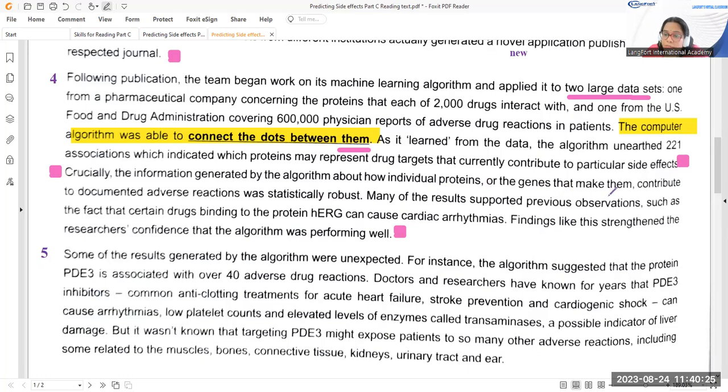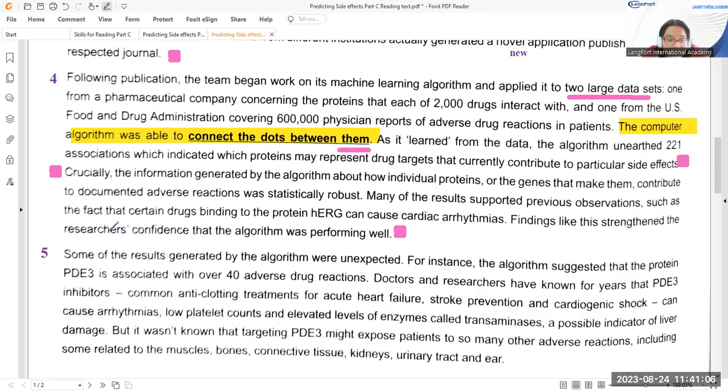Many of the results supported previous observations, such as the fact that certain drugs binding to the protein HERG can cause cardiac arrhythmia. So when they applied this algorithm, many of the results they got supported previous observations. Previously they knew that certain drugs that bind to the protein HERG can cause side effects such as cardiac arrhythmias. All this was found out in previous studies, and that exact same thing was confirmed by this study as well.